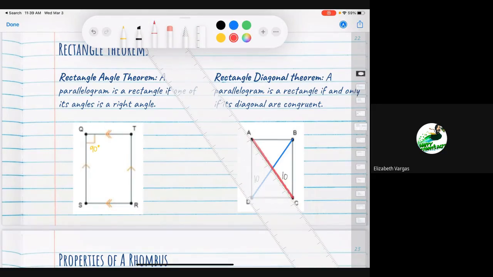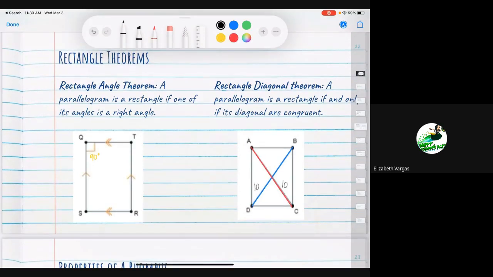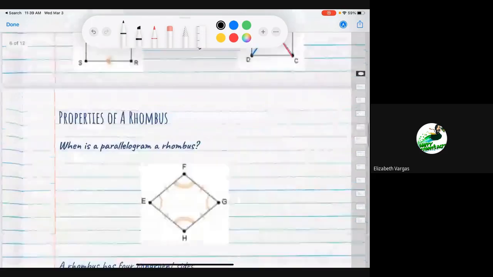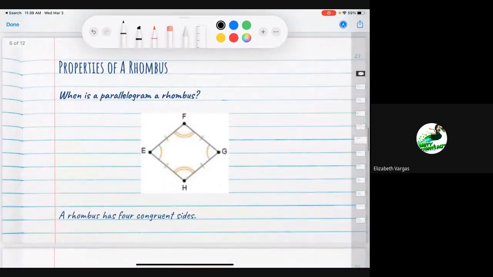So these are different ways in which we can differentiate a rectangle from a parallelogram. Basically, we know it's a parallelogram, but we're going to look at what type of parallelogram. And so if it satisfies this criteria, then that parallelogram is going to be a rectangle. Okay? Like I said, we also have other special parallelograms, and that's going to be rhombus and square. So let's look at rhombus.